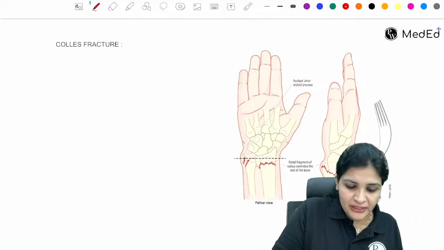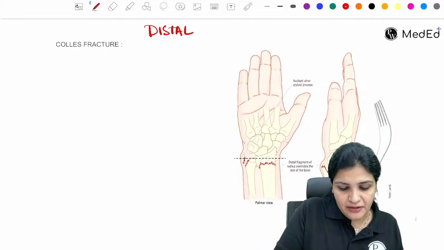Now we are coming to the distal radius. Distal radius is also supposed to be one of the most important topics.